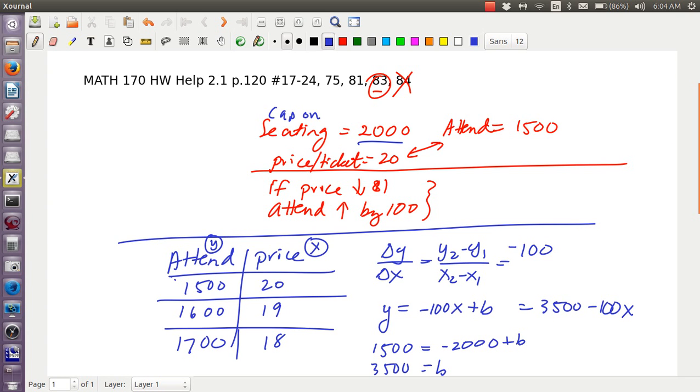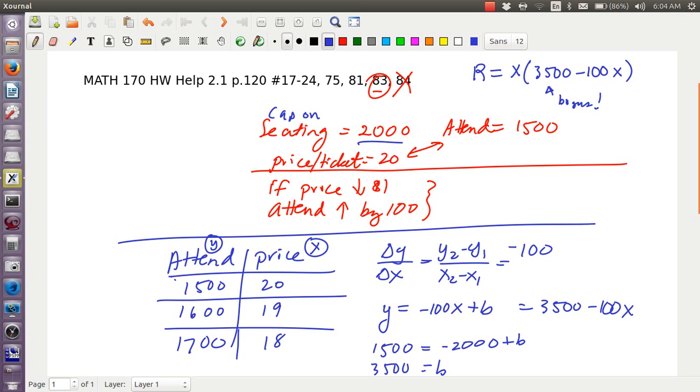So it wants a revenue. Revenue is equal to the price. So price is X. Price is X times attendance. And then attendance is 3,500 minus 100x. Okay, but remember, this is kind of bogus. It's a bogus start point. But the formula works, and you can still use it to maximize revenue and do stuff like that.